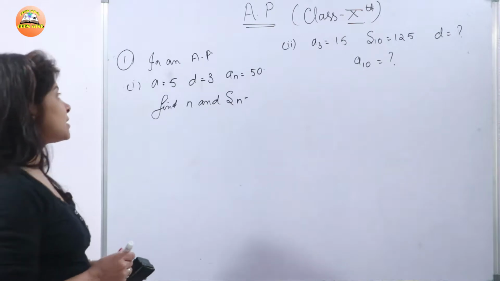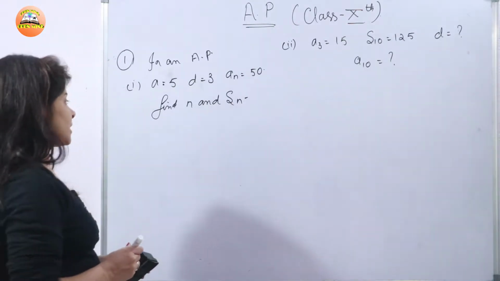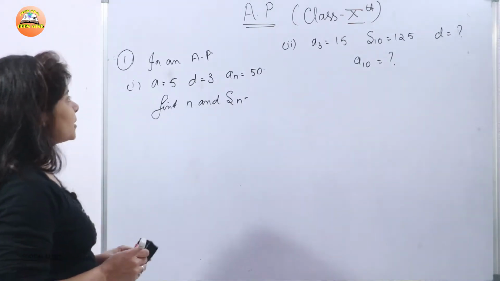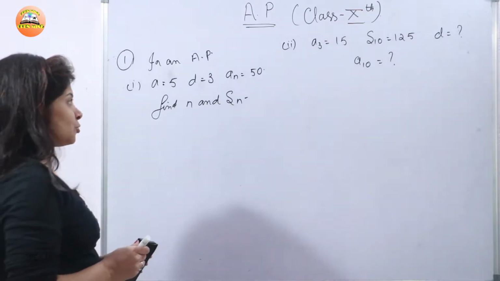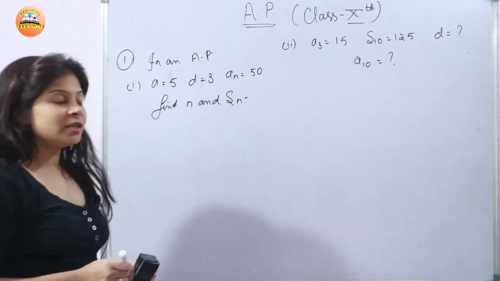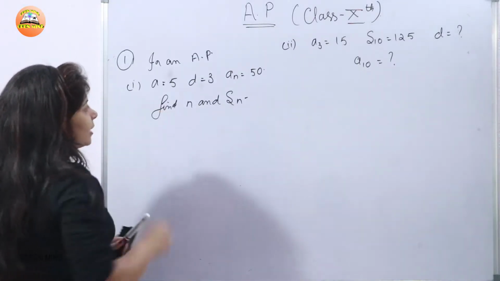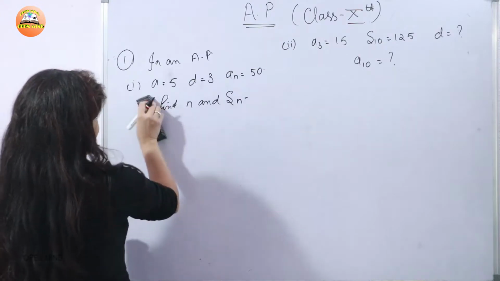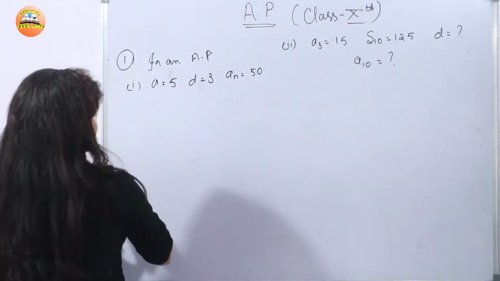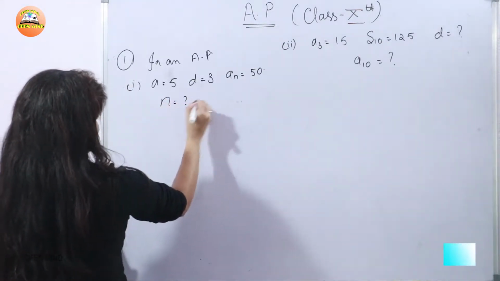So now here we will see another question of arithmetic progression, in which the first question is: in an AP, A is equal to 5, D is equal to 3 and An is equal to 50. You need to find out the value of N and Sn. So first we will find out the value for N. How will you find it? Do you remember any formula?